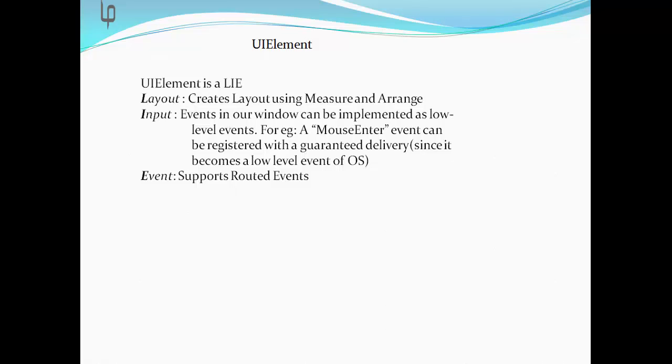Input events in the window can be implemented as low level events. Say for example a mouse enter event. You want to change the color of a button on mouse enter. This mouse enter can be registered as a low level event. So there is delivery guaranteed. That means your underlying operating system will tell you when the hardware mouse enters over your button, and then the event is fired to you. And then the last one is the event. It supports routed events, which again we'll look into going forward.